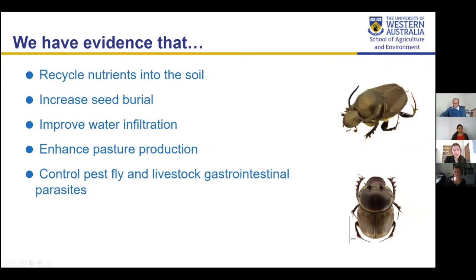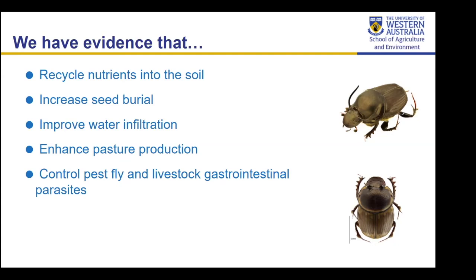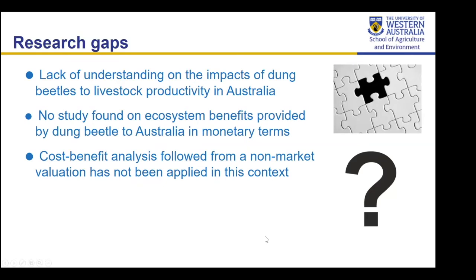So what evidence do we have? There are many studies conducted around the world that suggest that dung beetles contribute to recycling nutrients into the soil. They can increase seed burial and improve water infiltration when they make tunnels underneath the soil, and all this can promote better plant growth as well. Not only that, but they also control pest flies and gastrointestinal parasites. The biocontrol happens when the dung beetles are feeding, disturbing the dung, and competing for resources, so it damages the fly egg or larvae. Those are the things we know.